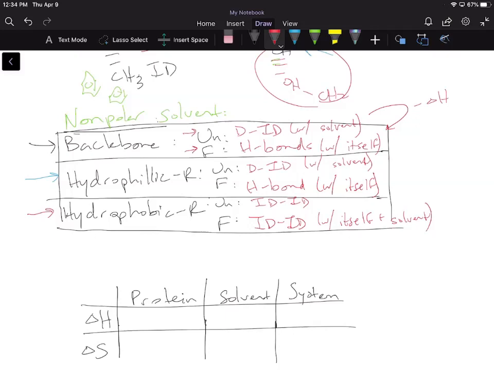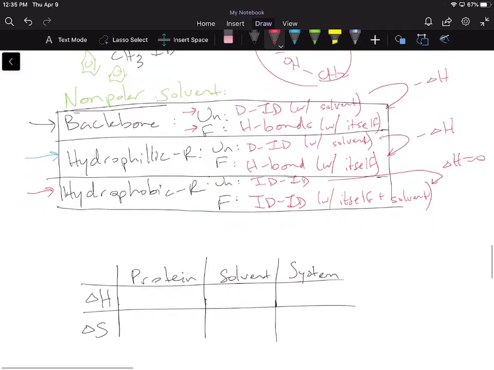Okay. Now for hydrophilic R groups, we're going to again go from dipole-induced dipole to H bond. So we're going to also get a negative delta H. And then for the hydrophobic R groups, we're going to go from IDID to IDID. So the delta H in this region is going to be roughly 0. But overall, notice that the delta H for the overall protein itself is going to be negative, okay?